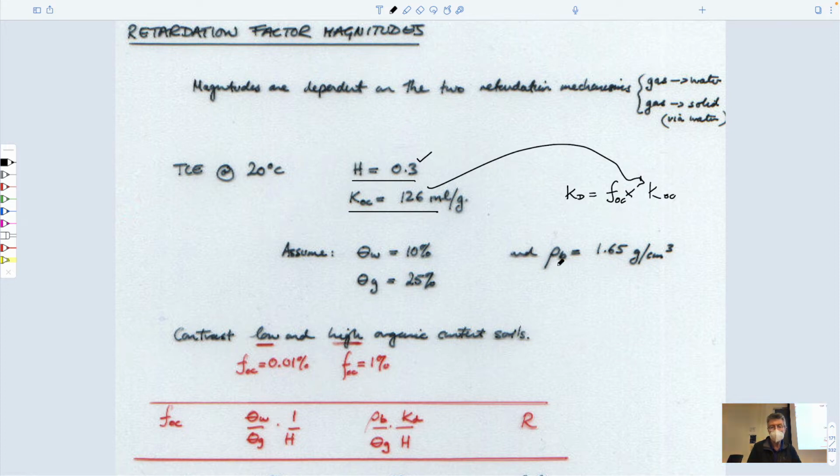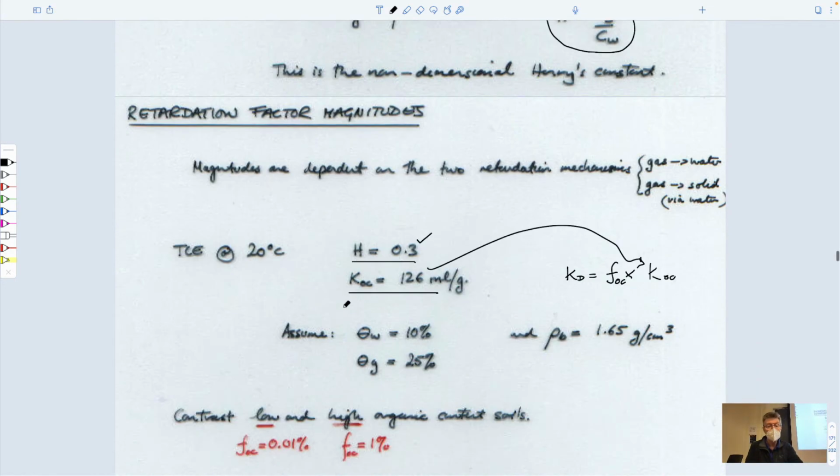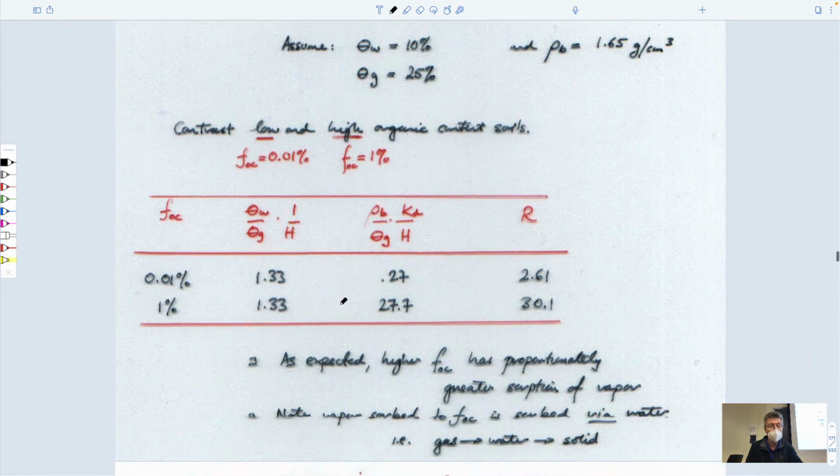If we know what the fractions of organic carbon are, then we can calculate exactly what the magnitude of this retardation factor might be. And so if we do it for two cases, and the two cases are if the fraction of organic carbon is only equal to 0.01. We said that we shouldn't be using it at such low concentrations of carbon, but let's use it anyway. And if the fraction of organic carbon is 1%, so 0.01 decimal is the magnitude.